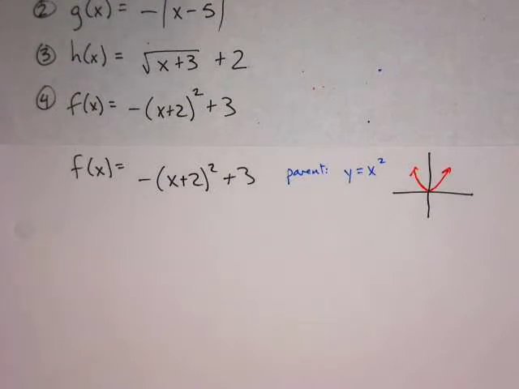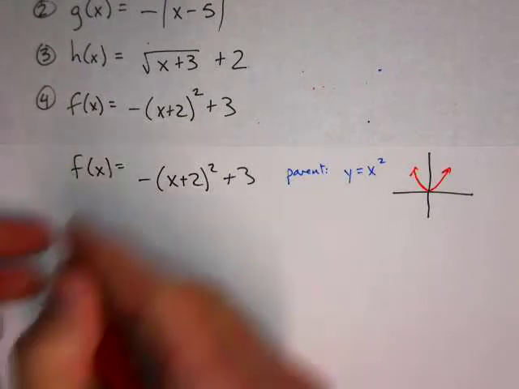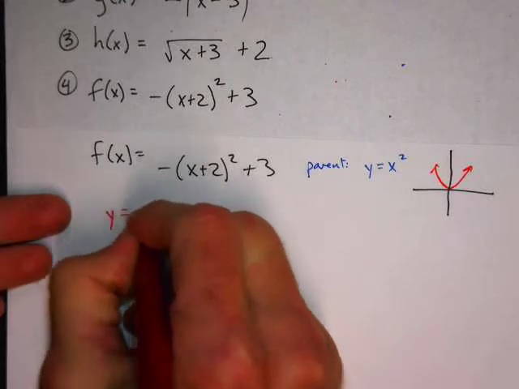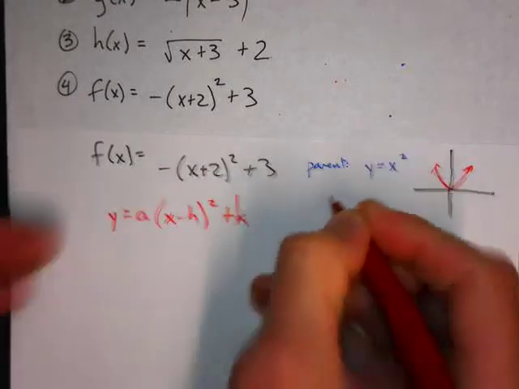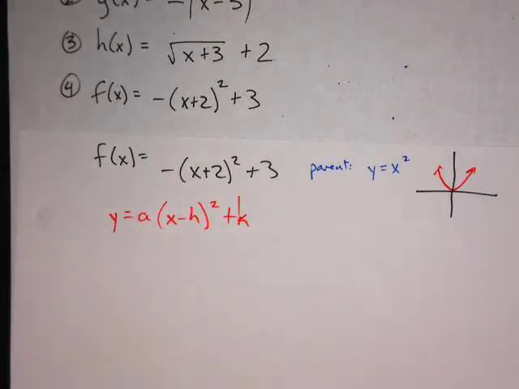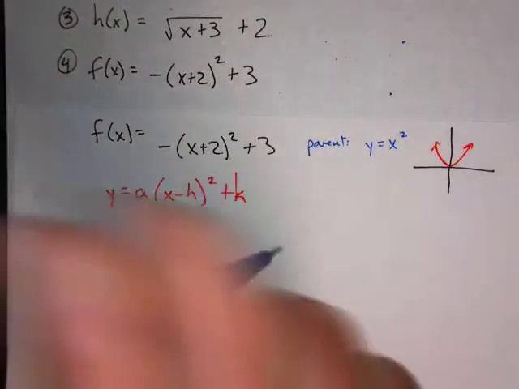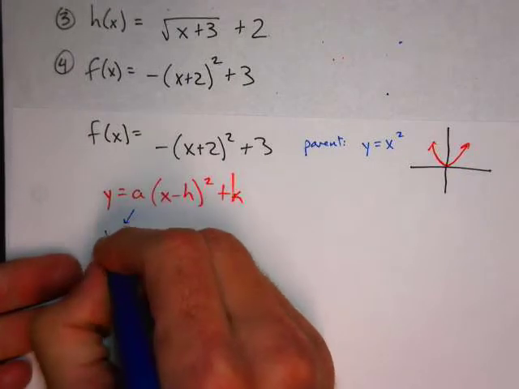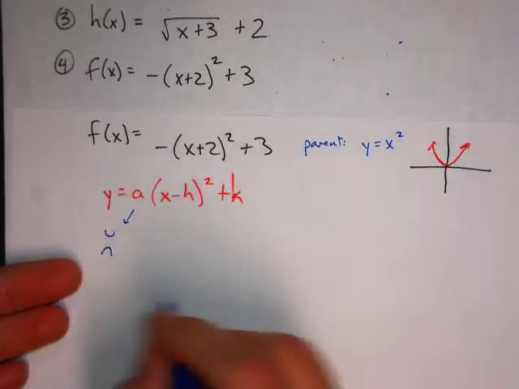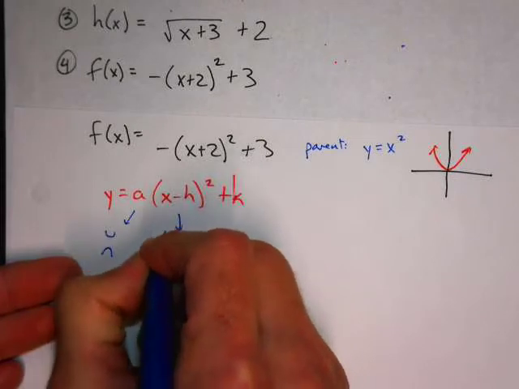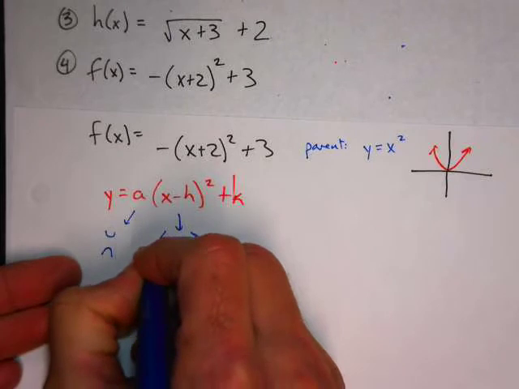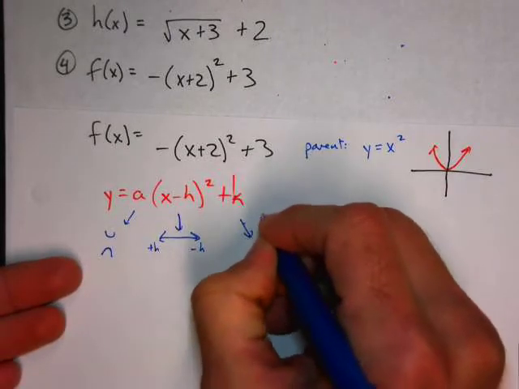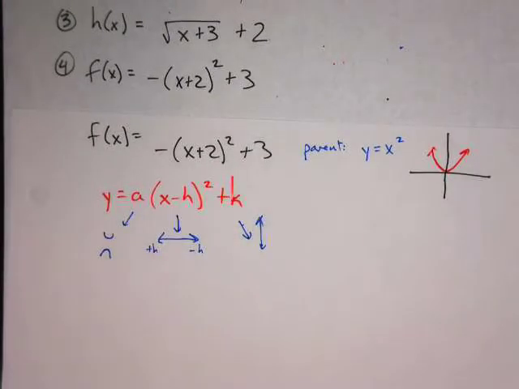Okay, so we have to know how translations work for quadratics. We have y equals a, and then x minus h squared plus k. And again, a determines whether or not it's going to open up or down. Will it look like this? Will it look like this? Will it be skinny? Will it be fat? h determines horizontal shift, where minus h is to the right, plus h is to the left, and then plus k is our vertical shift. And so we can tell all this information just from this equation.